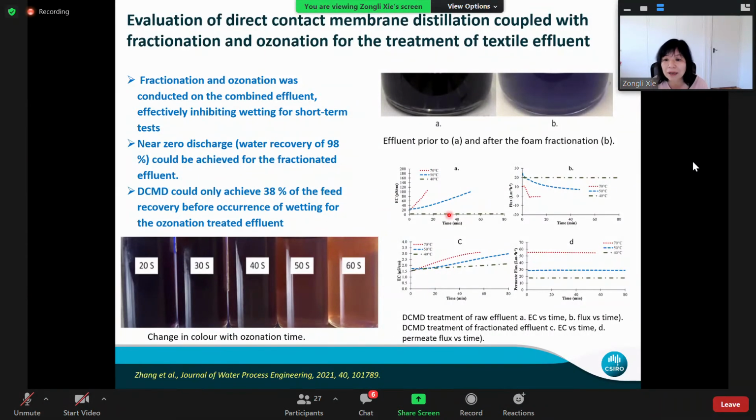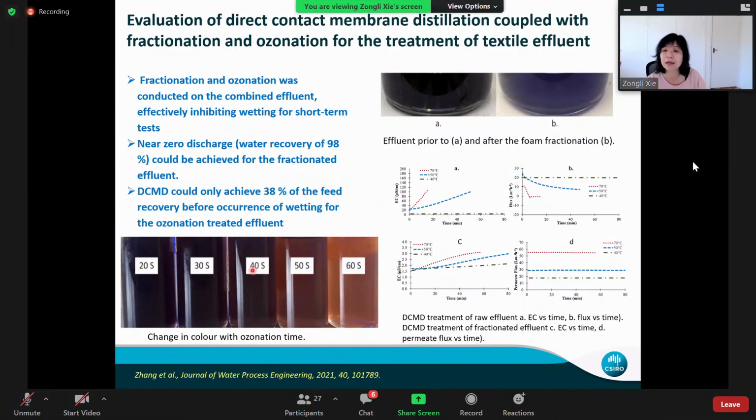In this work, we integrated it with foam fractionation and also ozone. The reason for using foam fractionation is that it removes the surfactant. If you look at the pictures before and after foam fractionation, it removes the majority of the surfactant, but it doesn't do much in terms of organic or color removal. But the good thing is that after foam fractionation, because of the removal of surfactant, we can prolong the membrane performance.